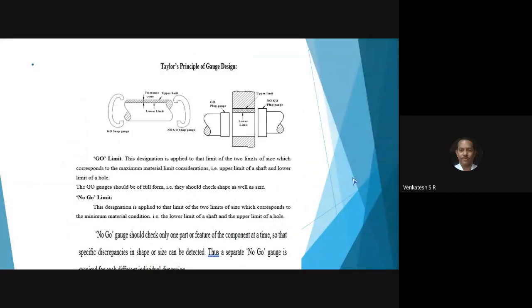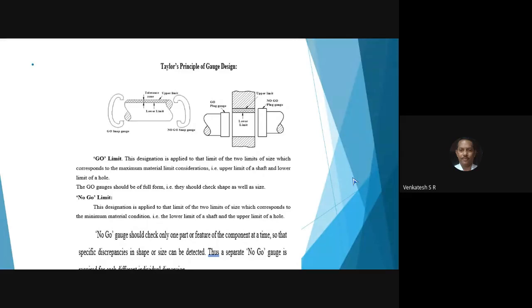Last class we discussed Taylor's principle, which is used for manufacturing of gauges. The Taylor principle says that whether it is a plug gauge, ring gauge, snap gauge, compound limit gauge, or any gauge, that gauge must check one element at a time. One element at a time.